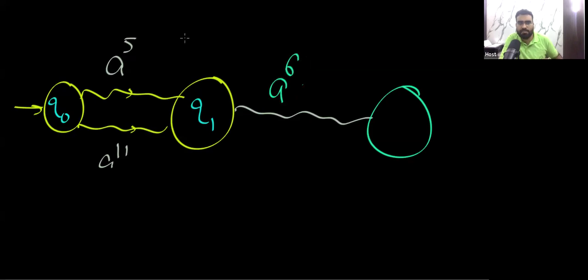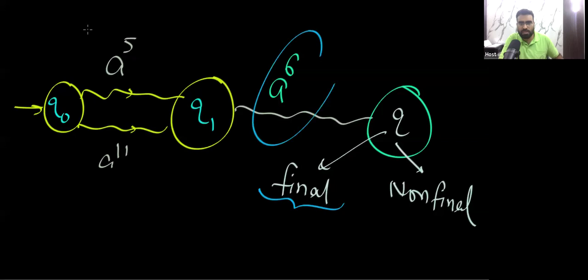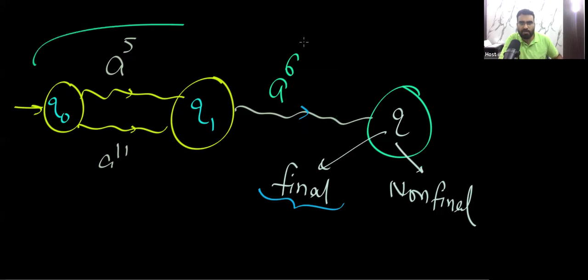A power 6. What about a power 6? Look at a power 6 here. Now if I make it final then problem, and if I make it non final then problem. Are you getting my point? See, you can take a power 6. Now you can notice, if I make this state final, then what will happen?